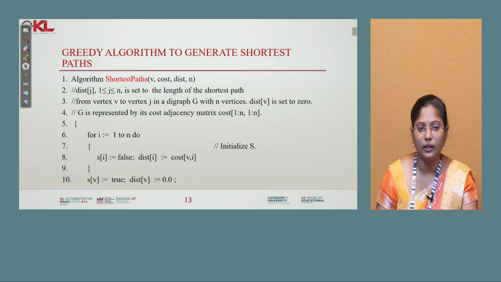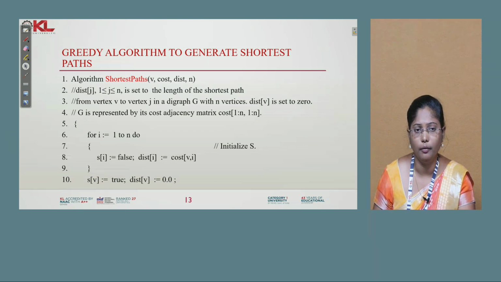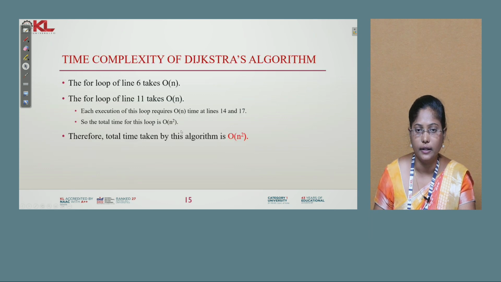So what we are doing here is, first we need to check that the costs are positive, greater than or equal to 0. Second, we have to maintain one set for the shortest path vertices. Third, we have to check what the minimum value is, and if it is not already available for the path, we apply the relaxation property. The relaxation formula is: if distance of W is greater than distance of U plus cost of U comma W, then distance of W equals distance of U plus cost of U comma W. This step is repeated until all the vertices are visited.